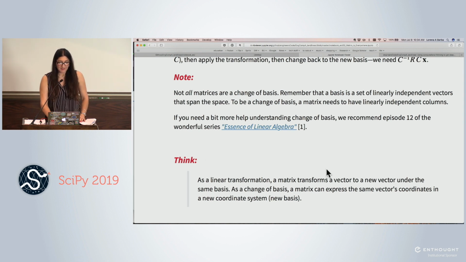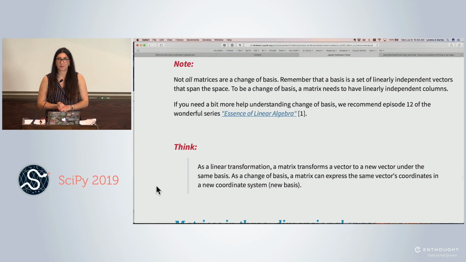So this is something to ponder about. We left it here for you to revisit and ponder about it. As the linear transformation, a matrix transforms one vector into a new vector under the same basis. We can stay in IJ all the time. We're just taking one vector and transforming it into a different vector in the same standard basis. As a change of basis, the matrix can express the same vector's coordinates in a new coordinate system.